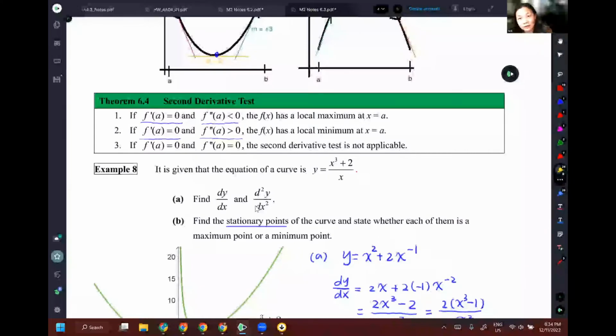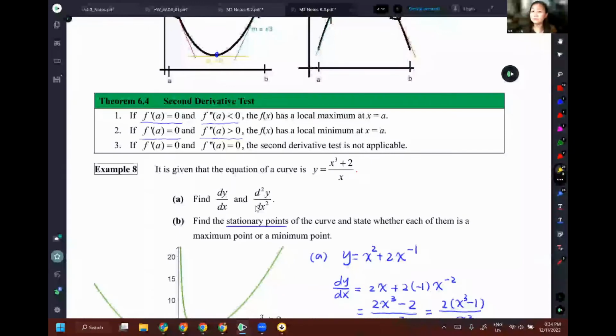If it's negative, it's a maximum. If it is positive, then it's a minimum. But what if it's not positive or negative? What about when the second derivative is 0? Is that possible? Sometimes it's 0. What does that mean? Can I say it's a maximum or minimum? Obviously, it's not so easy anymore.